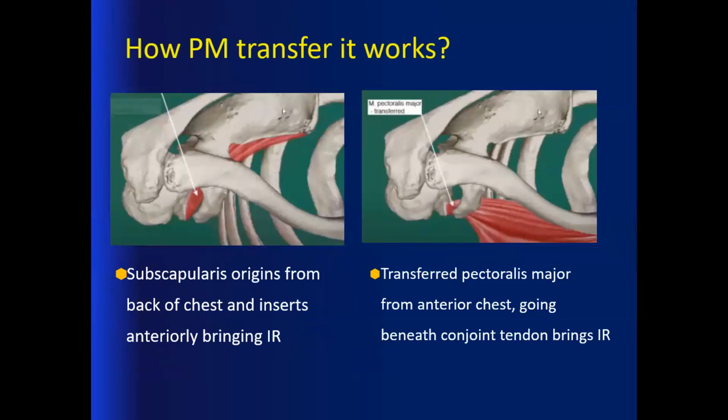How does pectoralis major transfer work? We know the subscapularis muscle comes from the posterior of the chest and inserts in the anterior of the humerus, thereby bringing about internal rotation. In case of pectoralis major transfer, even though it is an anterior chest group muscle, it passes beneath the conjoint tendon and brings about the internal rotation of the shoulder.